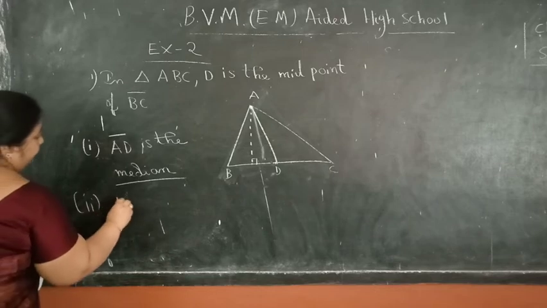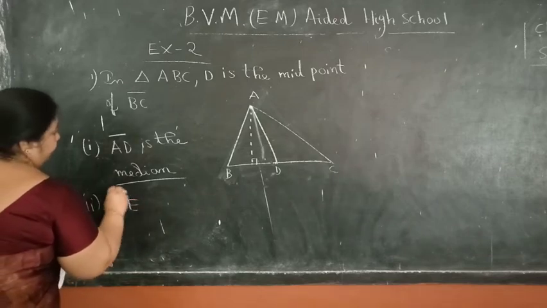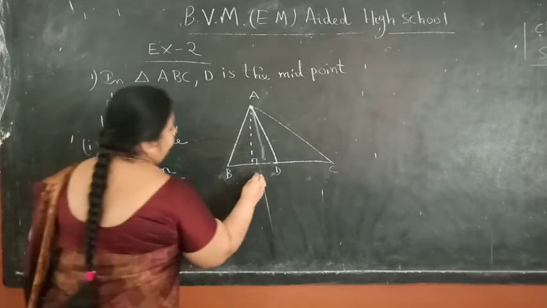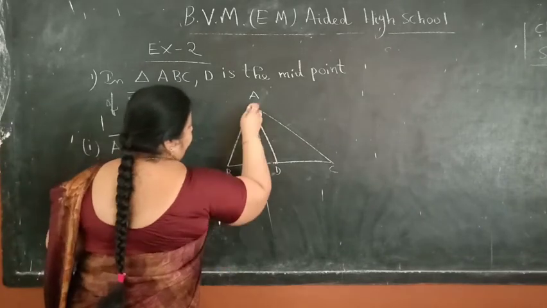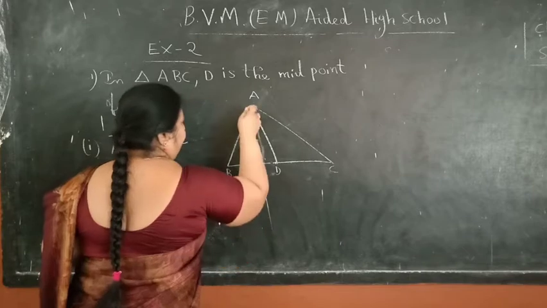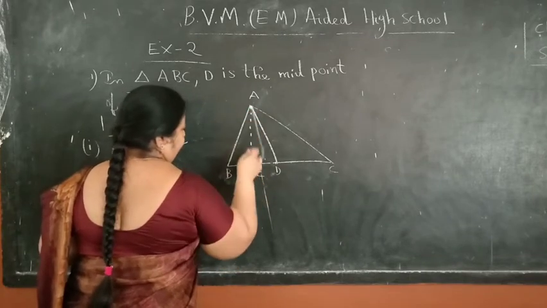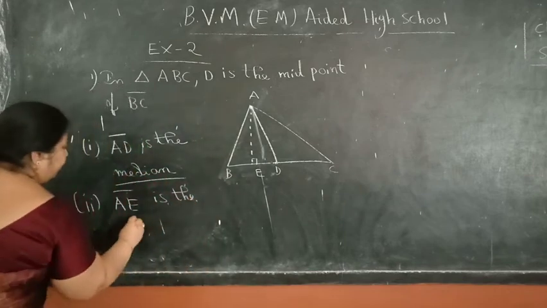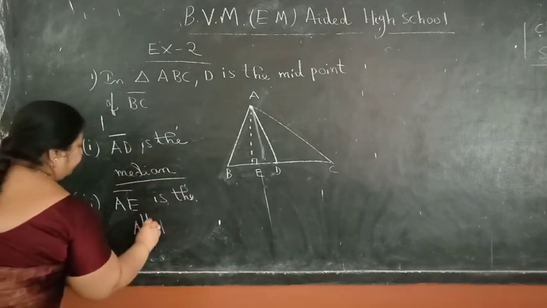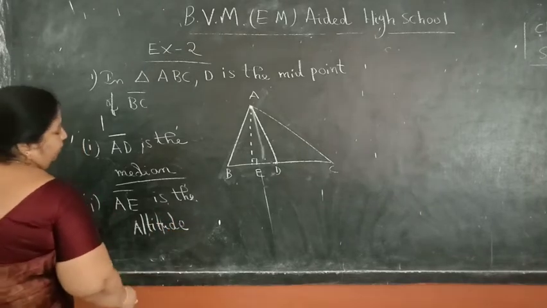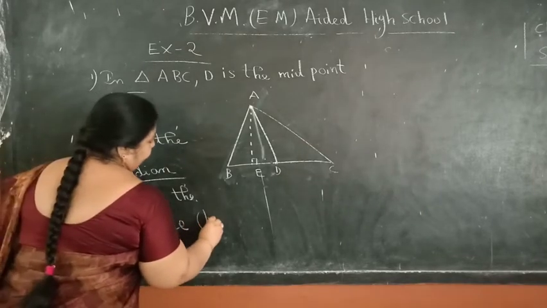AE is the... this is E. From A you draw the perpendicular and find out the height. This is the height, the altitude. Altitude or height.